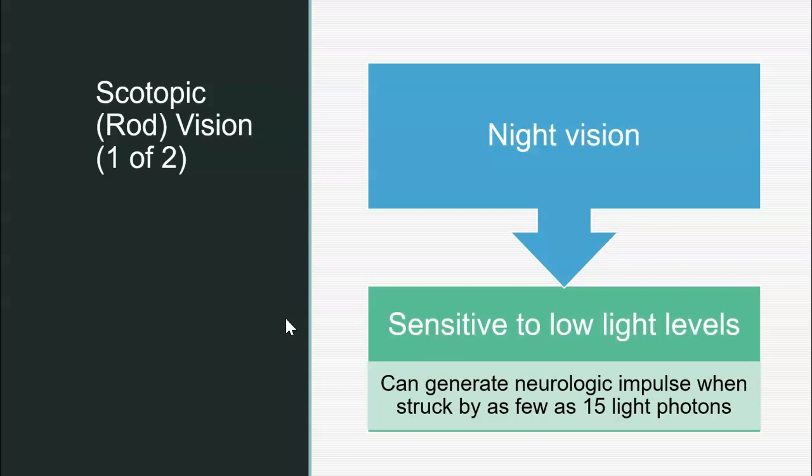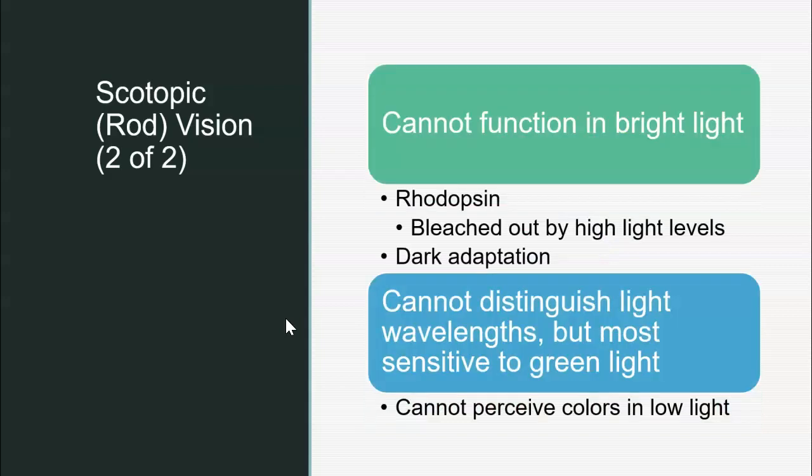So sensitive to low light, rods can generate neurologic impulses when struck by as few as 15 light photons. That's very, very small, so it's very sensitive to night vision. To light, I should say. So we're still on rods, so scotopic, and they can't function in bright lights. Rhodopsin is what is released and it bleaches out with high light levels.